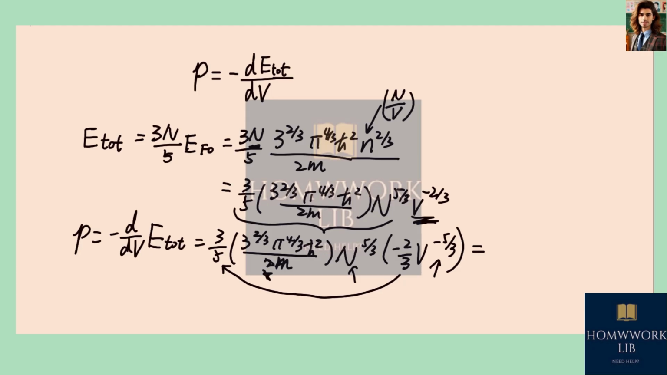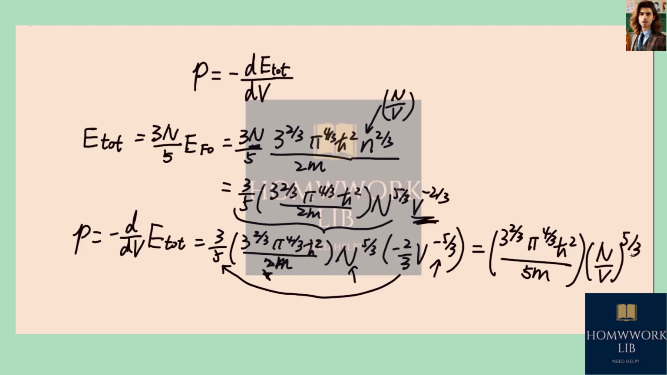If we simplify this whole thing, it becomes (3π²)^(2/3) h bar squared over 5m, times N over V to the 5 over 3. Compared to this Fermi energy, we can see that we pretty much changed a lot of 2's into 5's. That's the only difference. But that gives the pressure at zero point. And this is for part A. This is where the derivation comes from.